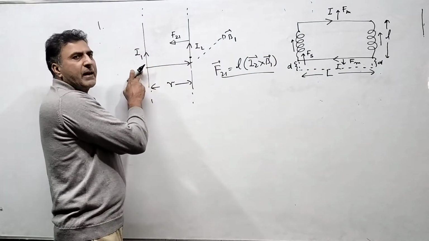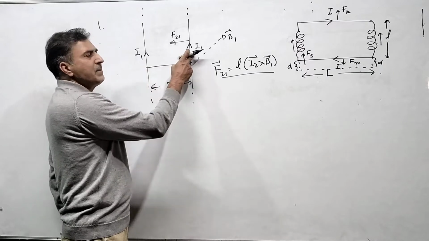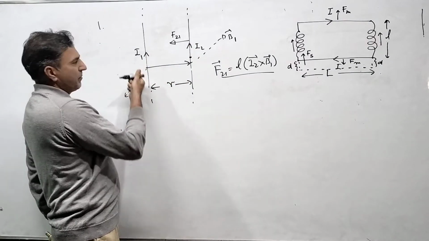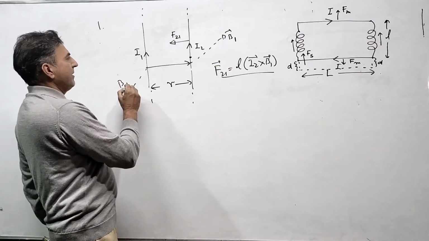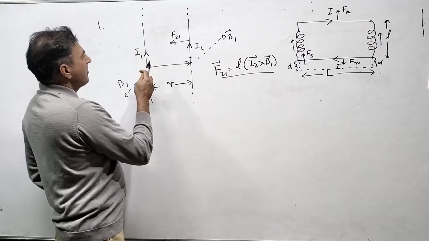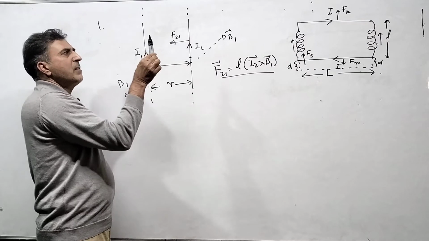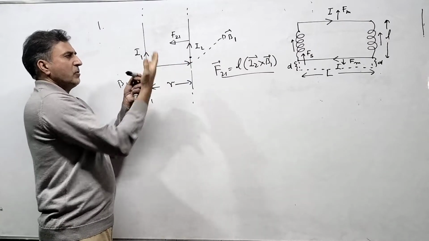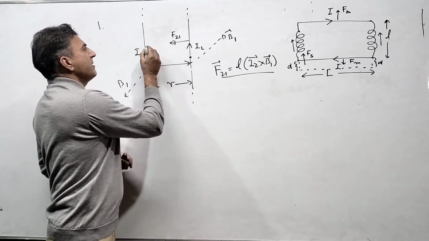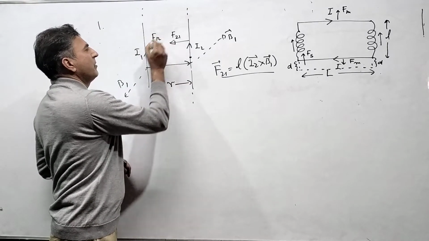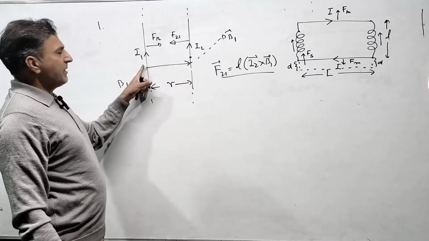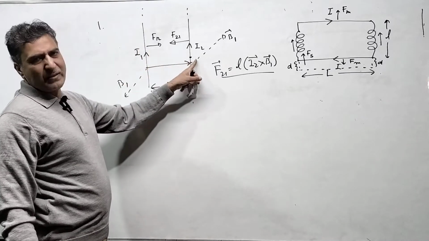Similarly, this current carrying conductor is under the influence of a magnetic field, but this will create a magnetic field on this in the outward direction, B2, and again it is I cross B. So the current is this, and the magnetic field due to this is this on this conductor. So I cross B is towards this, F12. So F12 is the force on this conductor, and F21 is the force on this conductor.